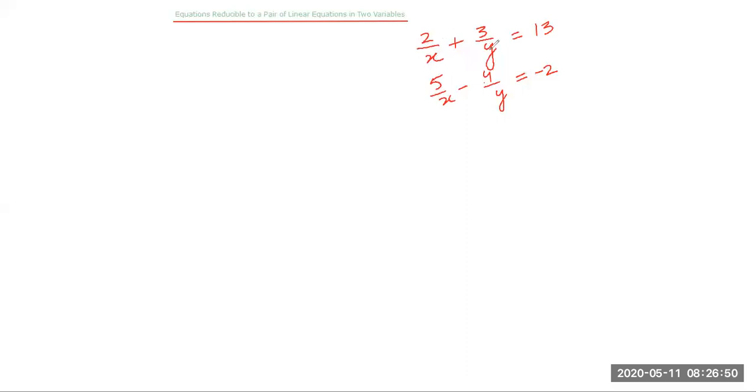So we're going to somehow convert these equations into linear equations where the variables are not in the denominator but in the numerator. For that, it's very simple. What we are going to do is assume that 1 by x is equal to p, another variable, and 1 by y is equal to q, right? Now P and Q are different variables.